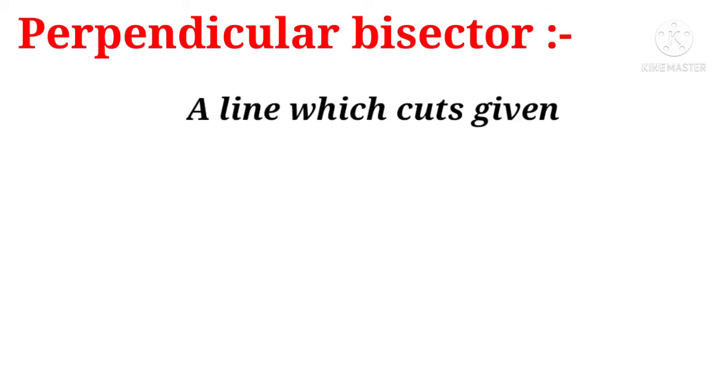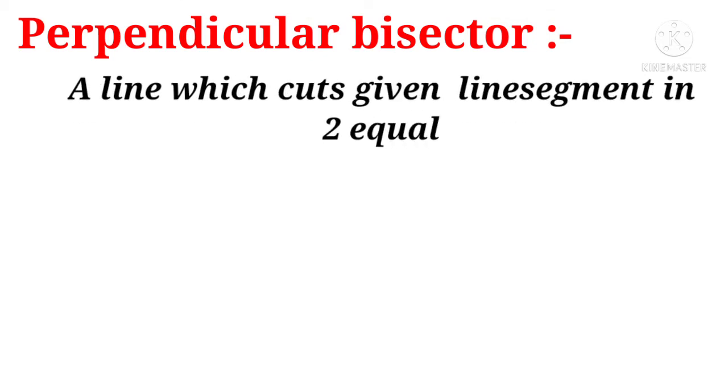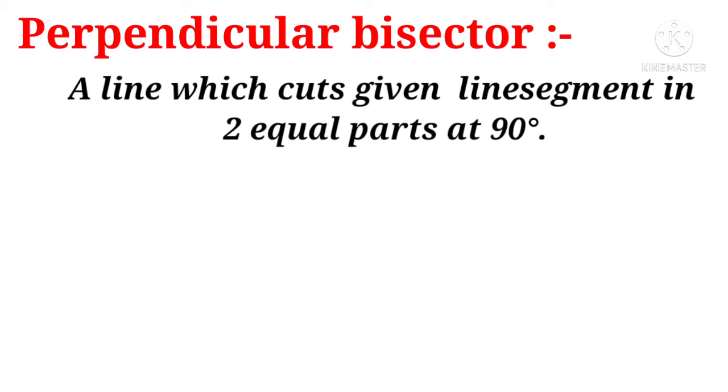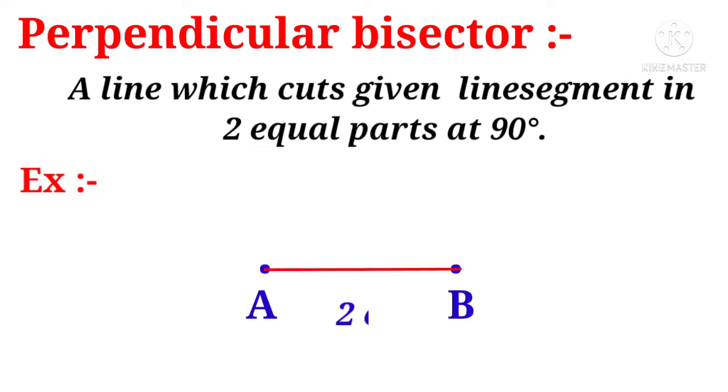A line which cuts a given line segment in two equal parts at 90 degrees. Take an example. Take any 2 points, initial point A, final point B, and join these with a line segment of length 2 centimeters. Take any 2 points C and D, which are above the line segment and below the line segment, and join C and D with a line segment. The line CD cuts AB at the point M, making angle 90 degrees.